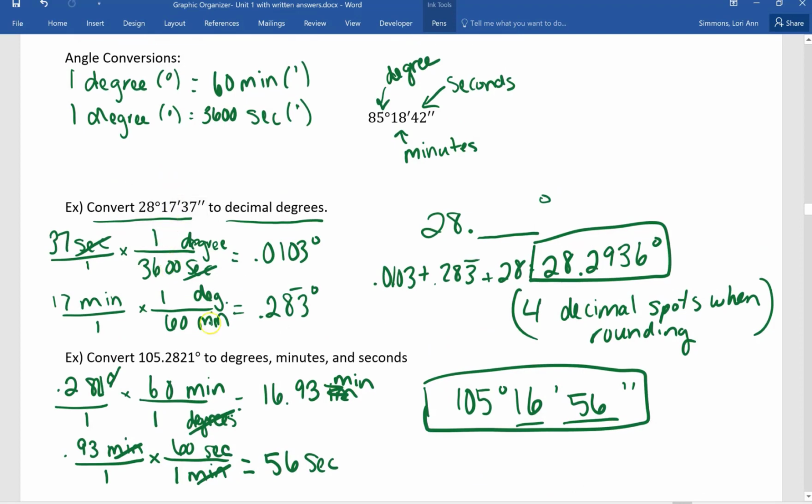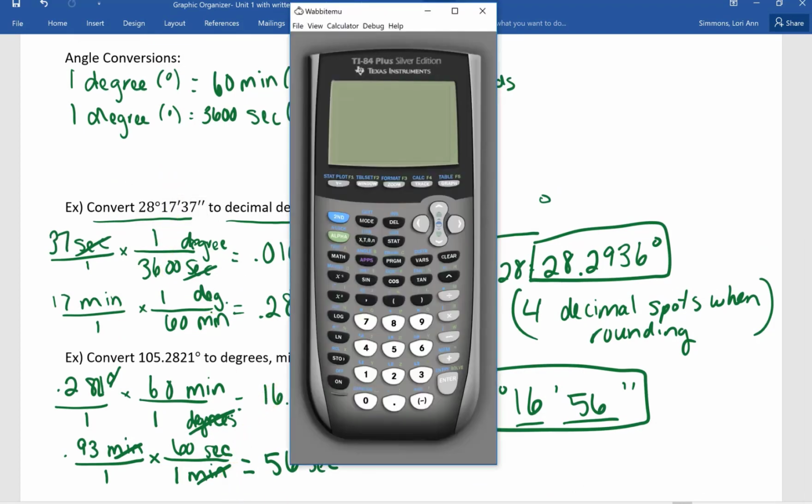Convert 28 degrees, 17 minutes, 37 seconds. First step, get your mode of your calculator. Oh, probably should turn it on first. Mode. And we want it into degree. So go down to degree, hit enter. Now it's in degree mode.